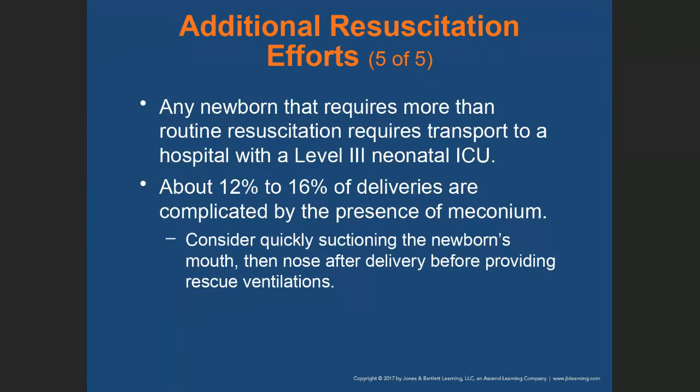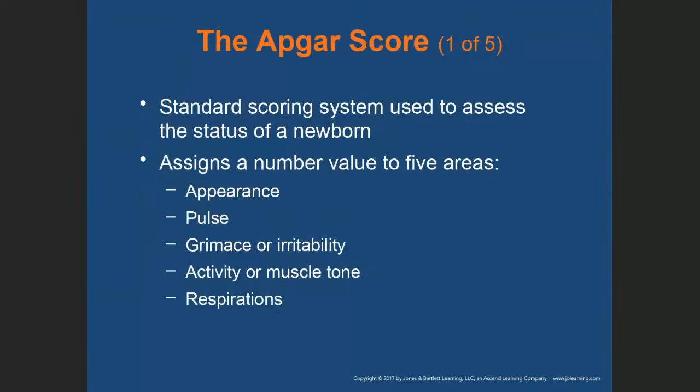Any newborn that requires more than routine resuscitation requires transport to a hospital with a level 3 neonatal ICU. About 12% to 16% of deliveries are complicated by the presence of meconium. Consider quickly suctioning the newborn's mouth, then nose after delivery before providing rescue ventilations.